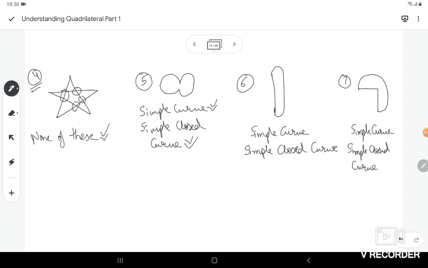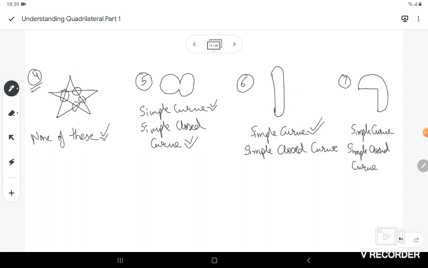So there is no further question on whether it's a convex polygon or concave polygon because it's not a polygon. Now moving on to figure number 6, we can see that it's a simple curve.